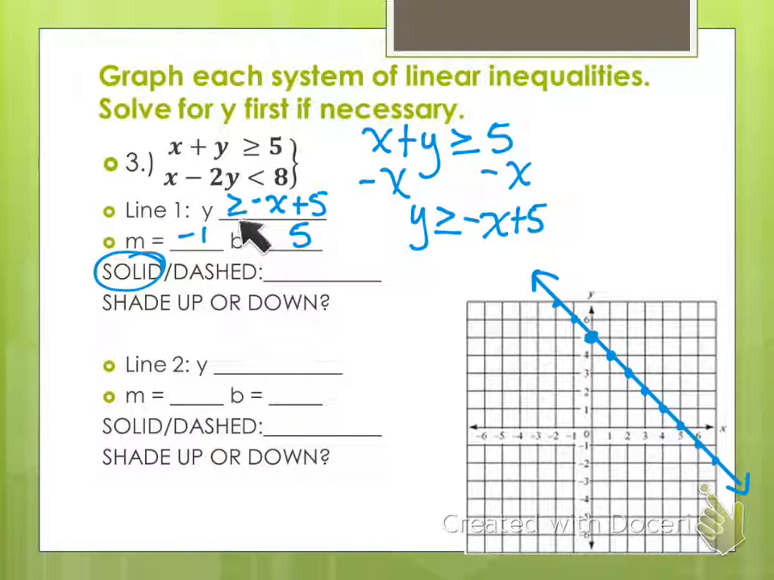So we've got a greater than sign. Greater than means we should shade up, okay? Greater than, we should shade up, so go to the line and go straight up off of it. That region is considered up or above. So we shade that in.